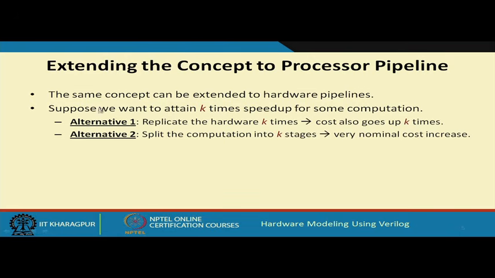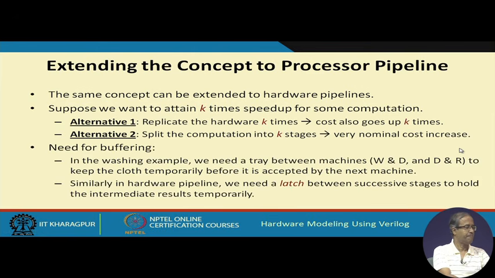So, here again I am just repeating. We had 2 alternatives. One is we can replicate the hardware k times, which also will mean a k times increase in the cost. But a second alternative, we are not replicating, rather we are splitting the hardware into smaller pieces. These are called stages, with very nominal cost increase.